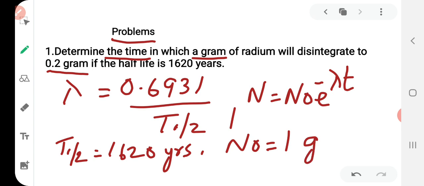And the present mass of the sample can be taken as N is equal to 0.2 gram. Mass and number of atoms are proportional, so instead of number of atoms we can take initial mass and present mass.